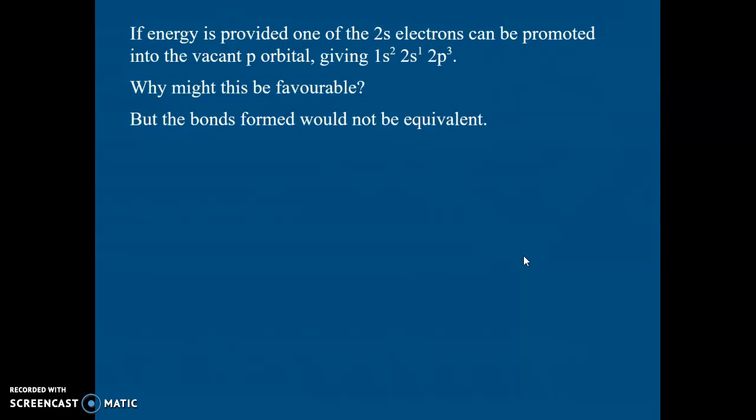But the bonds formed would still not be equivalent. You'd have an s from carbon with the s from hydrogen, but then you'd still have 3 p's with the s from hydrogen. So again, you'd have slightly different bonds. So what actually happens?